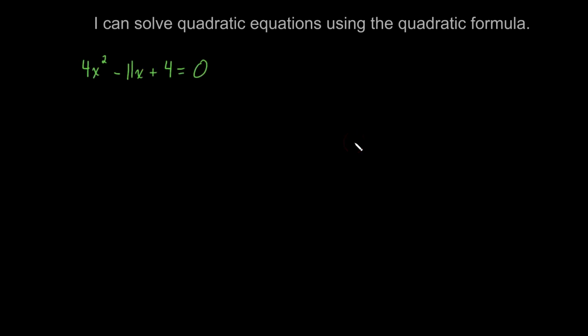So we're given 4x squared minus 11x plus 4 equals 0. This quadratic equation here is not factorable, and so we need to use the quadratic formula. The quadratic formula is going to be used either when the equation is not factorable, or if maybe just the a is greater than 1 and you think it's a simpler method for you to just use the quadratic formula rather than factoring.